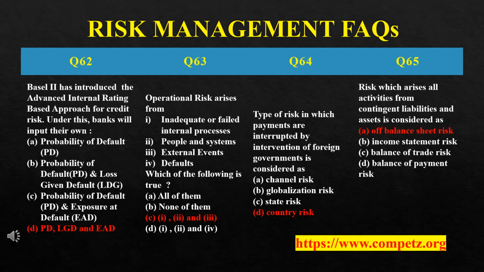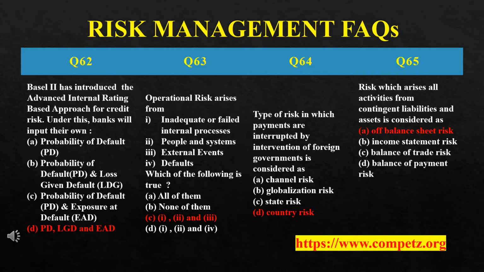They are giving options: either probability of default, or probability of default and loss given default, or probability of default, that is PD, and exposure at default, or the last option, that is the probability of default, then the loss given default and exposure at default. So the answer is the last one, the one highlighted in red, option D. But why is the answer D?